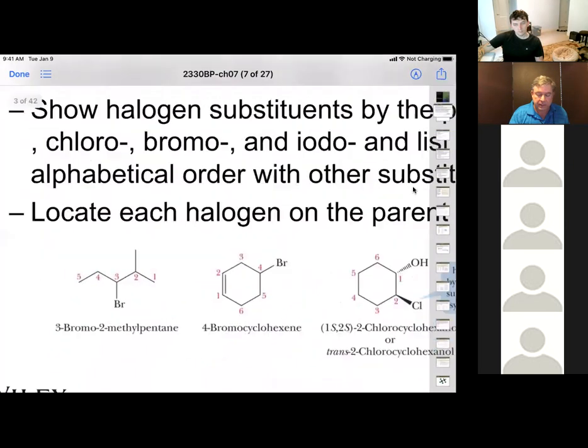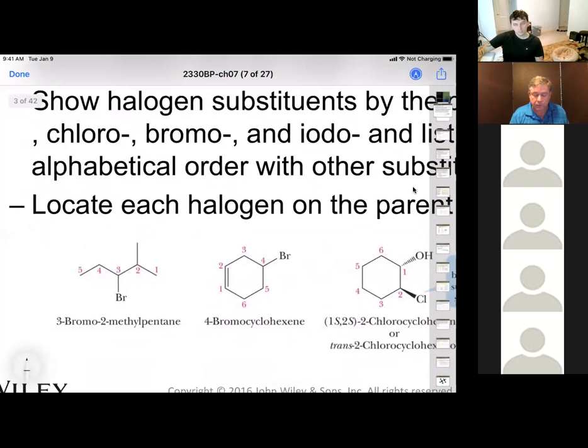So if we do this last one here, we have a total of 5 carbons as our longest carbon chain. We have a total of 2 substituents. The methyl group is going to get the lowest number, so it's at the 2 position, and the bromine is going to be at the 3. So our final answer is going to be 3-bromo-2-methylpentane.